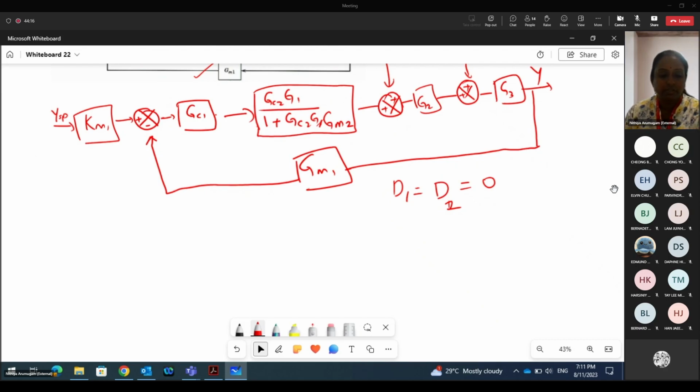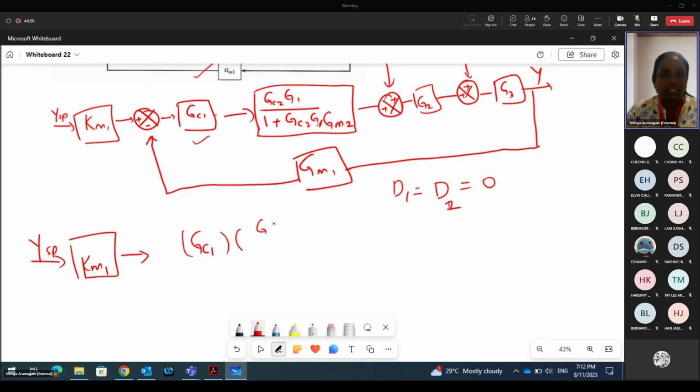will be Y, SP. I'll have KM1. Okay. I'm going to solve the entire diagram here by GC1, this term times the second block, GC2 G1 over 1 plus GC2 G1 GM2. Okay, and this is my current G.